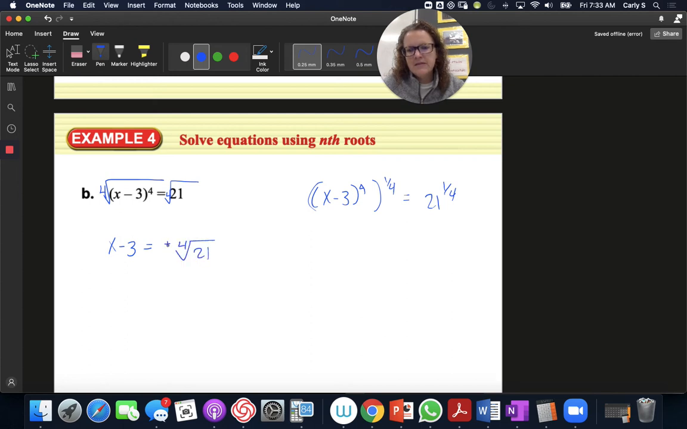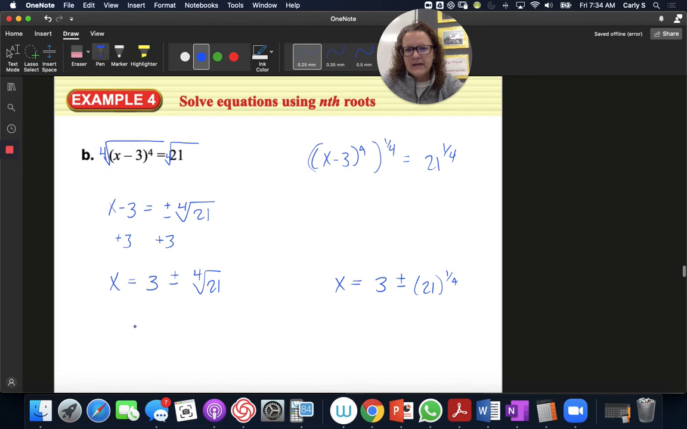And because that's even, it has to be plus or minus. Okay? Has to be. So now I'm going to add 3 to both sides, and I get x equals 3 plus or minus the 4th root of 21. Or if I did it this way, I'd have x equals 3 plus or minus 21 raised to the 1/4 power. Okay?